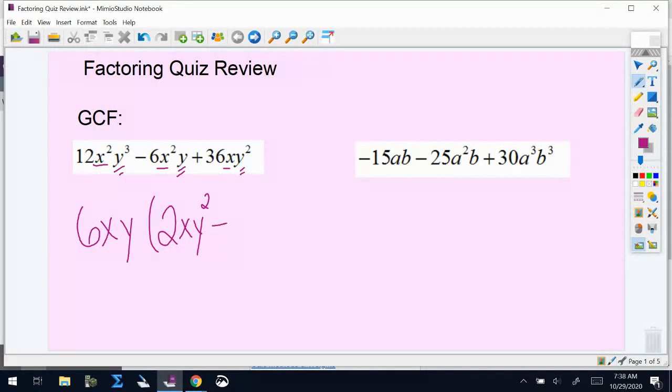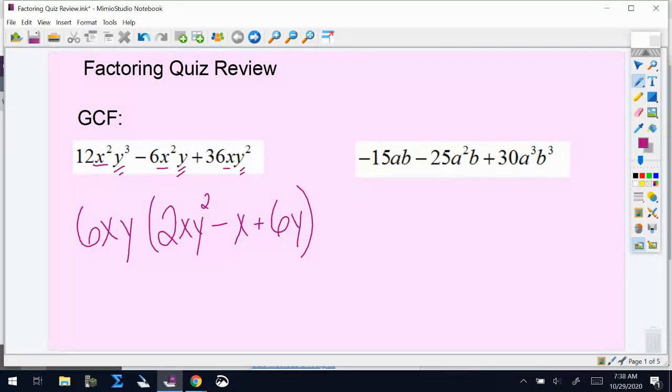Middle term is going to be a minus. You can put a 1 if you'd like. 6 divided by 6 is 1. Or you can just put your variables that are left. The only variable that is left is an x. So you can put x or you can put 1x. And then the last one, you have 36 divided by 6 is 6. The x came out and you have a y left over. So that is your first one.